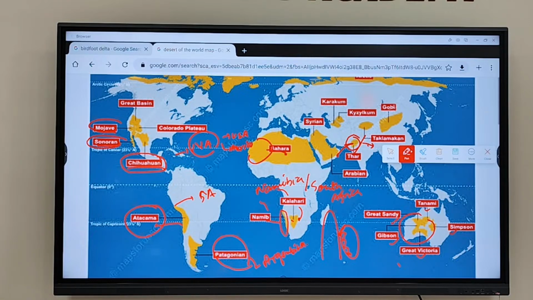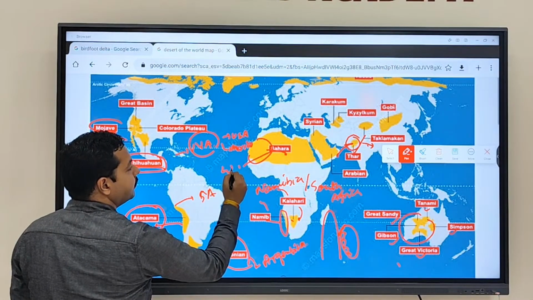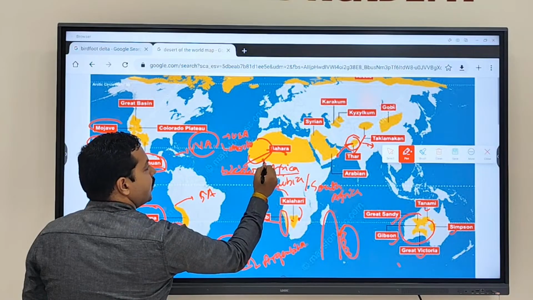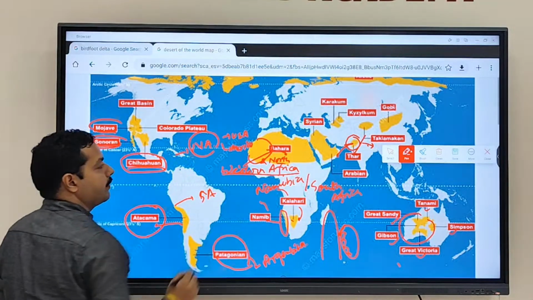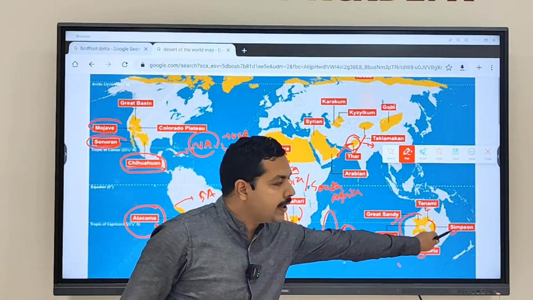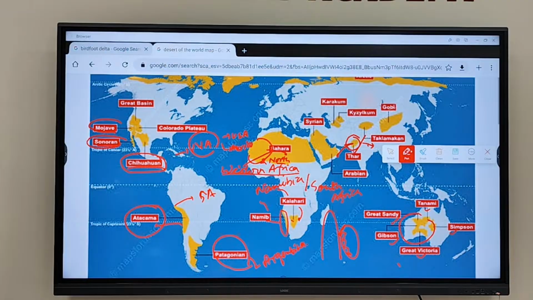Clear? Next, Sahara you can mention, and write here Western and North Africa. Then mention the Australian deserts. Mention all these four deserts: Great Sandy, Gibson, Victoria, and Simpson. Mention that all those four lie in Australia.